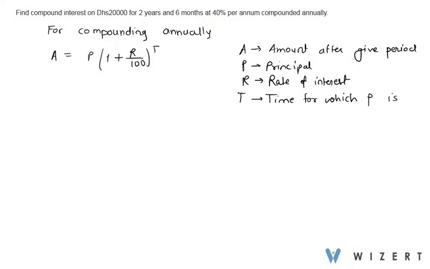principal is invested. Okay, so we are given that it is invested for 2 years and 6 months. So let's first calculate 2 years worth of amount, and then we'll do the same calculation for 6 months. Let's see. So amount for 2 years first.